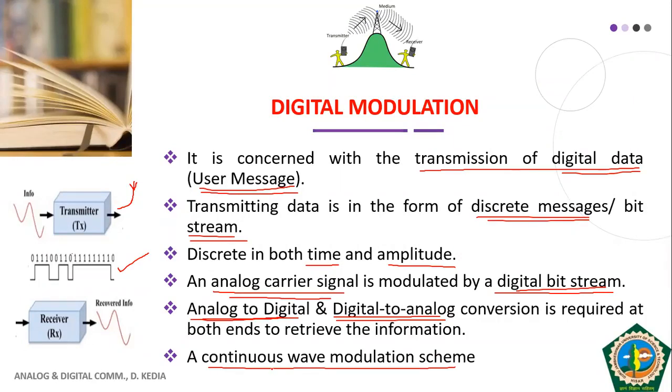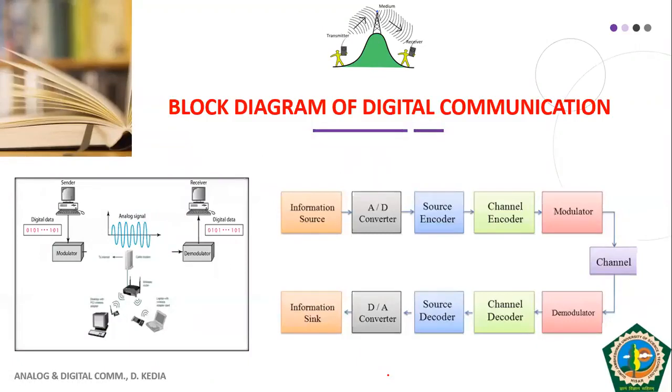Your concepts will be further clarified as we look into the detailed block diagram of your digital modulation or digital communication system. So this is the block diagram of the digital communication system. I told you that our original information signal is analog in nature. So whatever signal we get from our information source, that is analog, be it your voice signal or your video signal, we need to convert this signal into a digital signal with the help of an A to D converter.